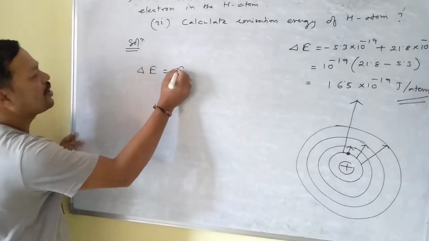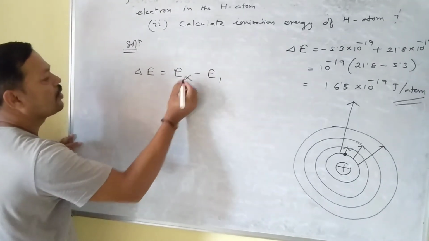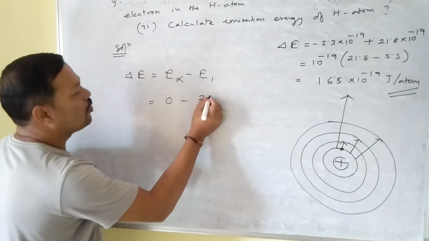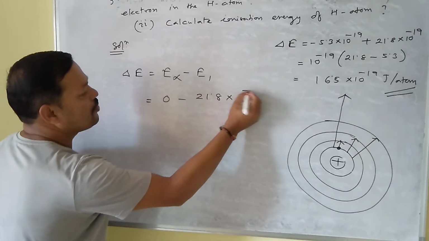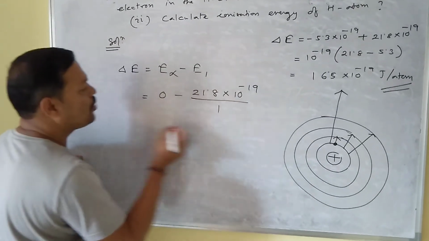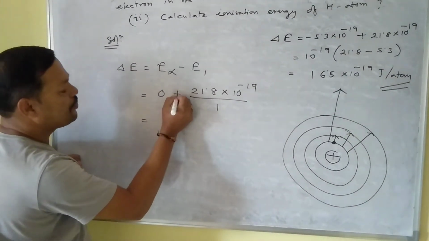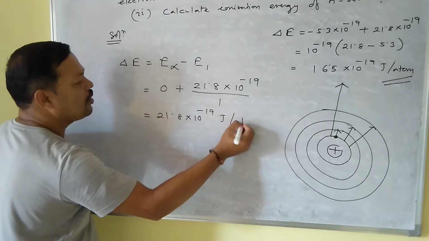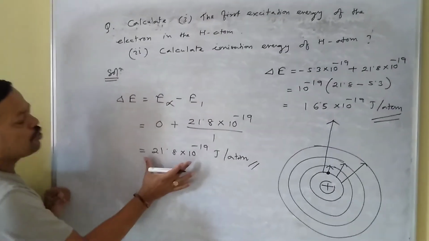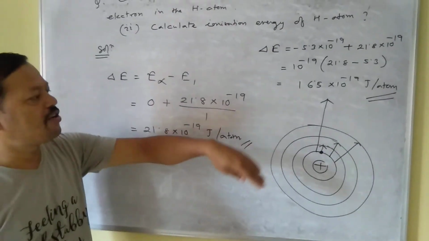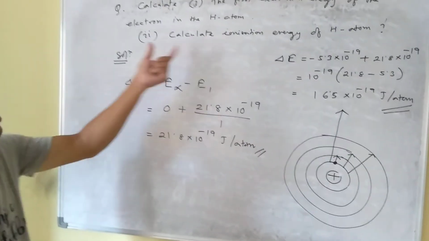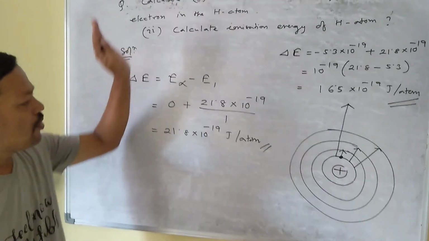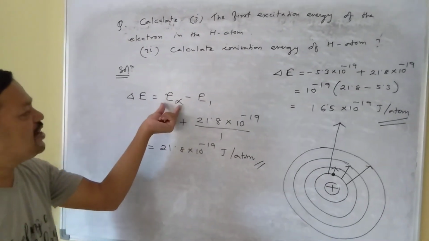Delta E is equal to, you can write, E infinity minus E1. And for E infinity minus E1, the infinity state energy is always 0. The first state energy is 21.8 divided by 1. Ultimately, minus minus becomes plus. That means 21.8 into 10 to the power minus 19 joule per atom. I mean by absorbing this much amount of energy, the electron will be completely removed from the atom, and that is called the ionization energy. Ionization energy means you have to completely remove the electron from the first orbit to the infinity orbit. That's why E infinity minus E1.